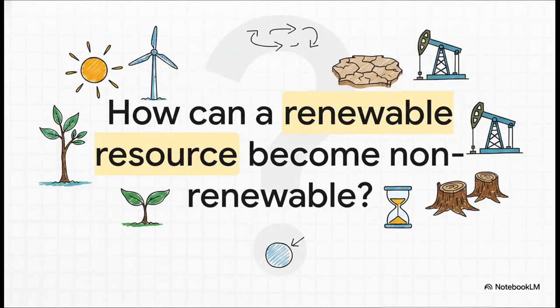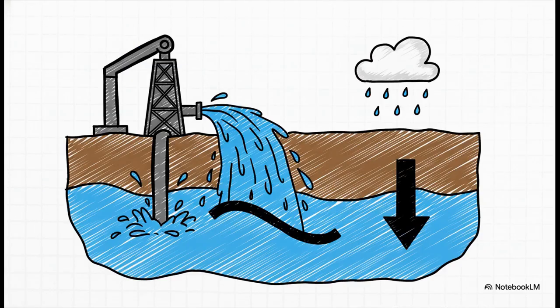All right, another checkpoint. This is a huge conceptual question that examiners love to ask. How can something that is legally and scientifically categorized as renewable suddenly become non-renewable? Here's the secret. Renewable does not mean infinite. It's all about the speed of use. If we pump out groundwater much faster than the monsoon rains can possibly refill it, we break nature's cycle of restoration. We literally outpace the planet's ability to heal.